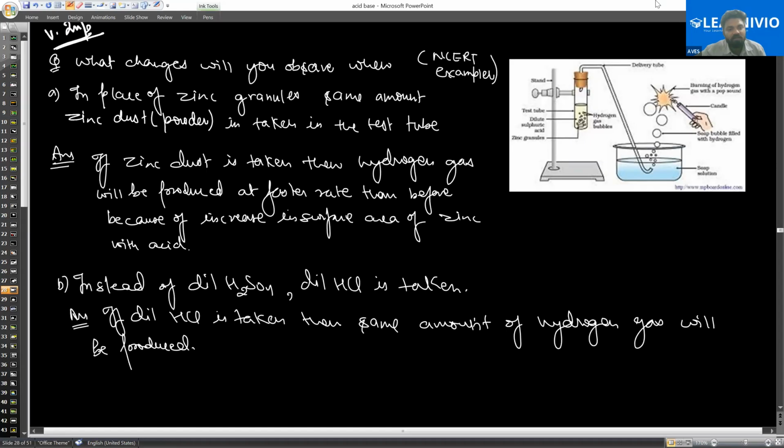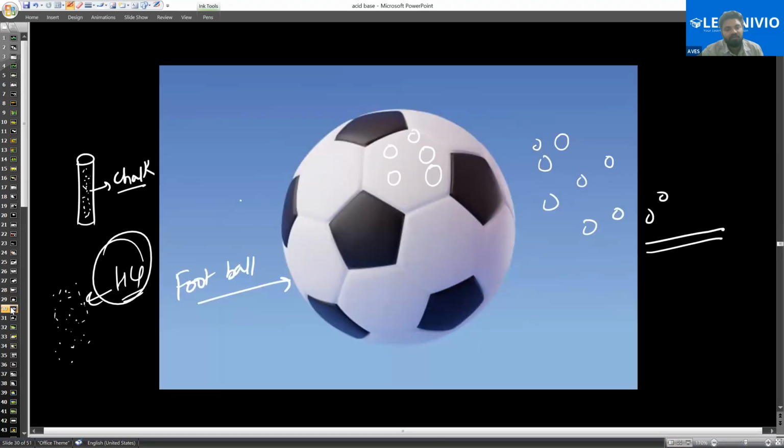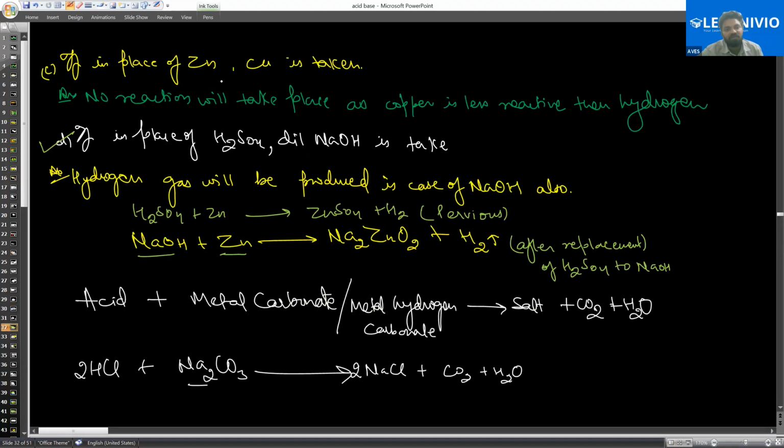So here is one more question: what would happen if, instead of zinc granules, you take zinc dust? Then the hydrogen gas will be produced at a faster rate. Why? Because when you convert zinc granules, a bigger ball, into thin powder, the surface area will increase, and more powder will come in contact with the acid. Okay. Next, write down: in place of zinc, if copper is taken.